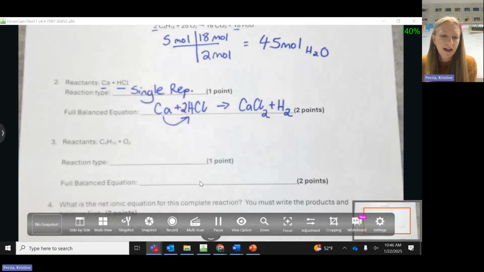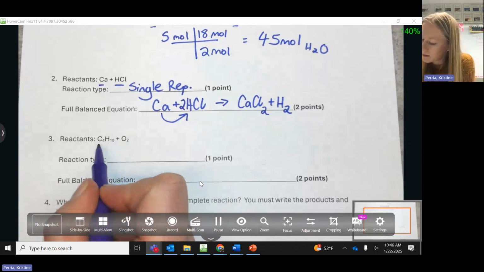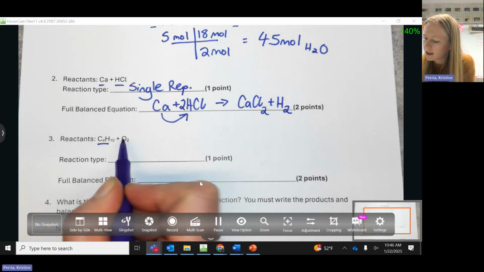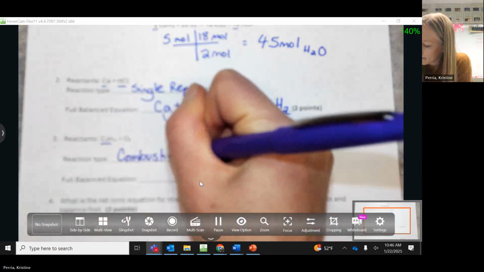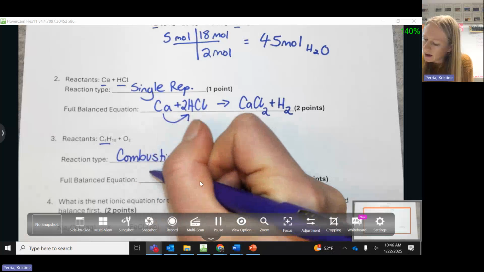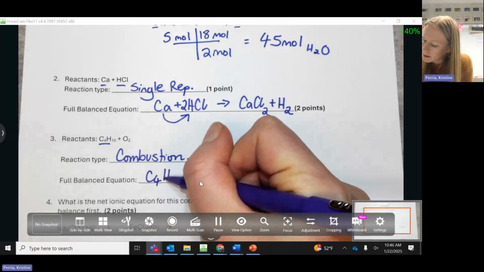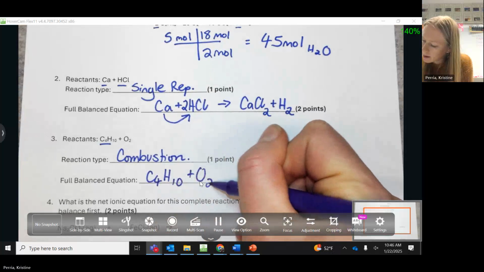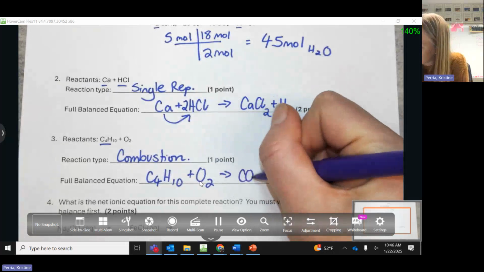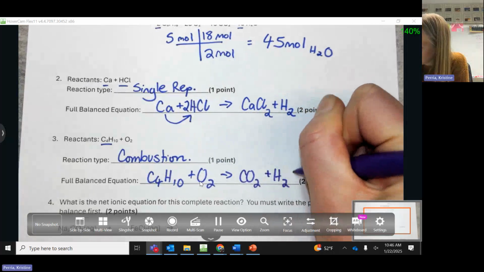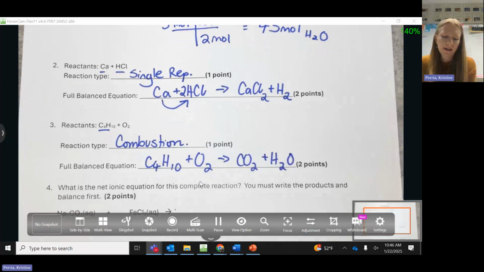Okay. Next one, it kind of seems like it's another single displacement, but this is a very special type where you have carbon and hydrogen and oxygen. So we know that this is combustion. And then copy my reactants. And the products of combustion are always the same, which are CO2 and H2O. Okay, combustion are always the hardest to balance. Just do it in a different color so it's a little easier to see.